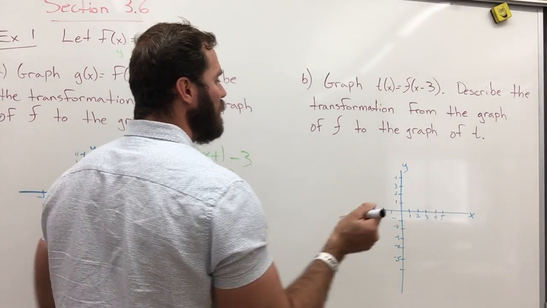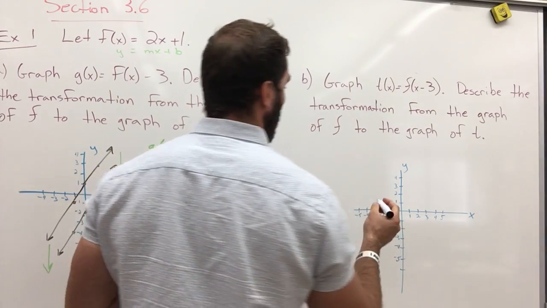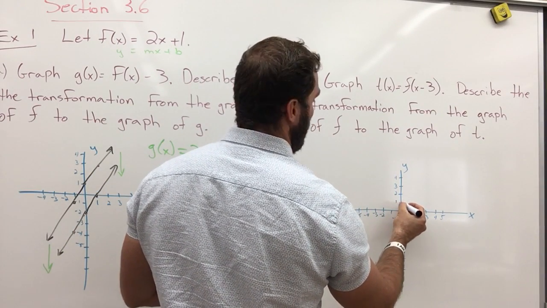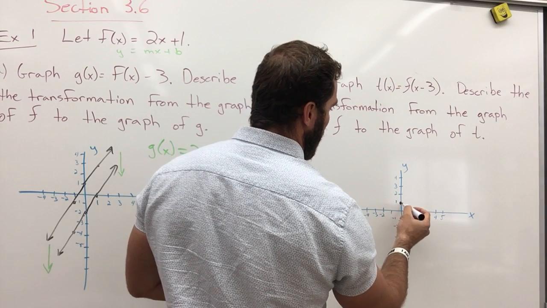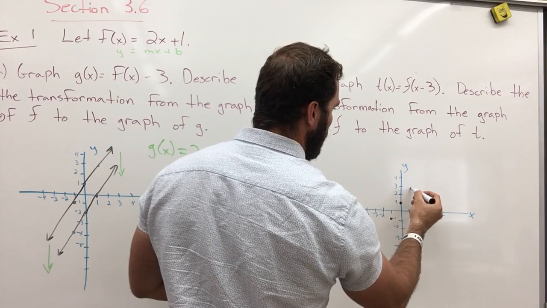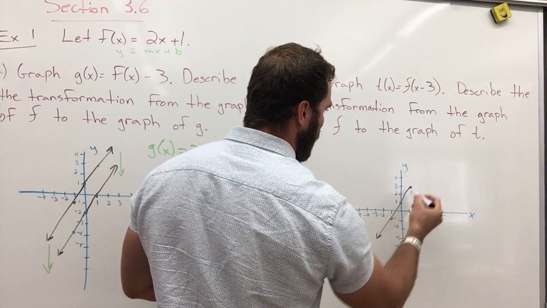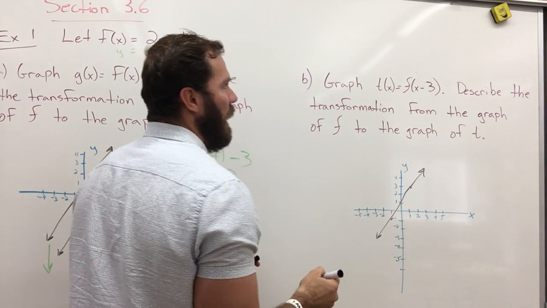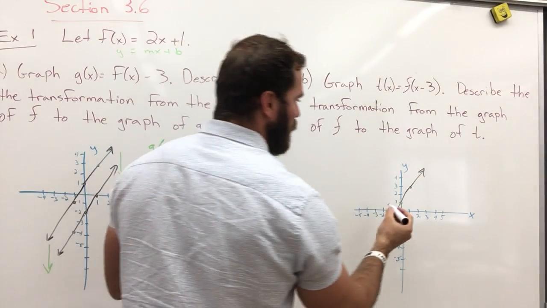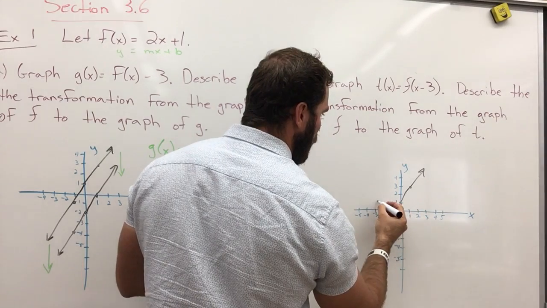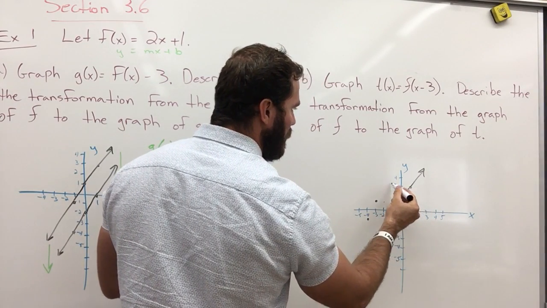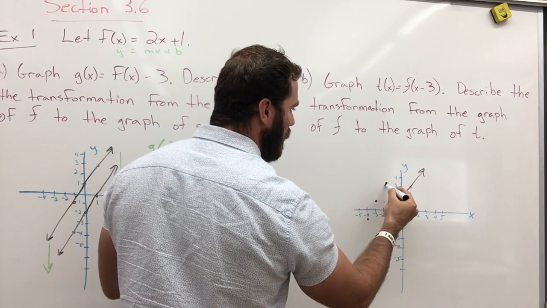So once again, I'm going to put my original function, which crossed at the 1, and it had a slope of 2. So 1, 2 over 1. Okay, there's the parent function. And I'm moving horizontally 3 units. So I'm going to take this point and go 1, 2, 3. I can take this one and go 1, 2, 3. 1, 2, 3.